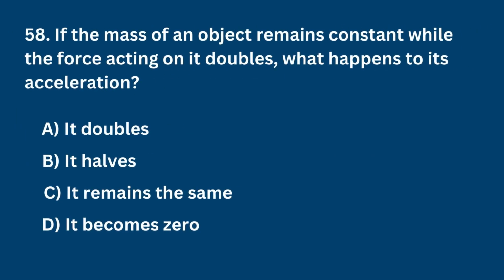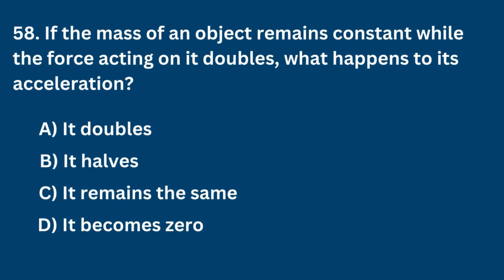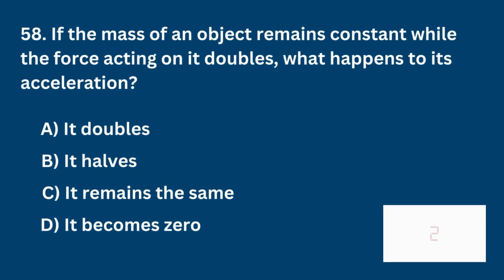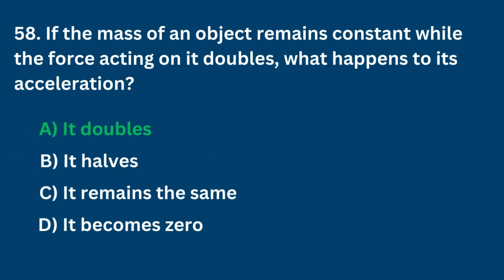If the mass of an object remains constant while the force acting on it doubles, what happens to its acceleration? The options are A. It doubles, B. It halves, C. It remains the same, D. It becomes zero. Correct answer is A. It doubles.